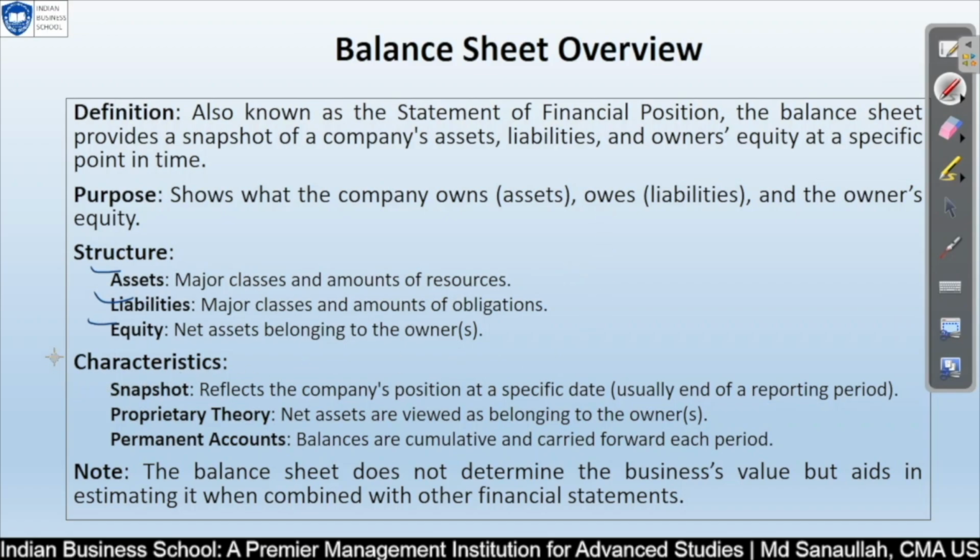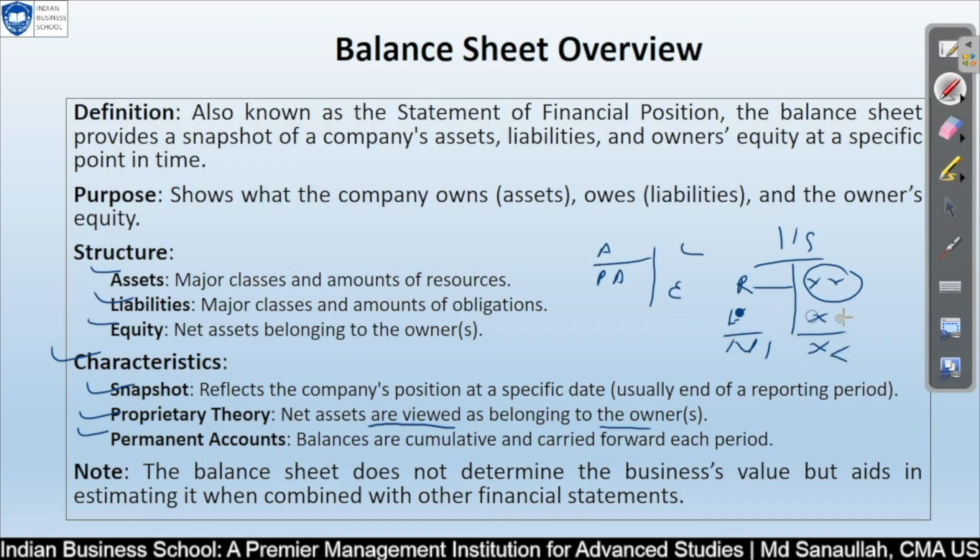As I explained just now, a characteristic of the balance sheet is that it represents a snapshot. And under proprietary theory, net assets are viewed as belonging to the owner. Okay, and permanent accounts: whatever accounts the balance sheet has are permanent accounts. Asset, liability, and equity are permanent accounts that don't change. For the income statement, whatever revenue you have earned, the expenses, and then the net income, that amount will go to the equity section under reserves, and these accounts are not permanent, so everything will be wiped out.